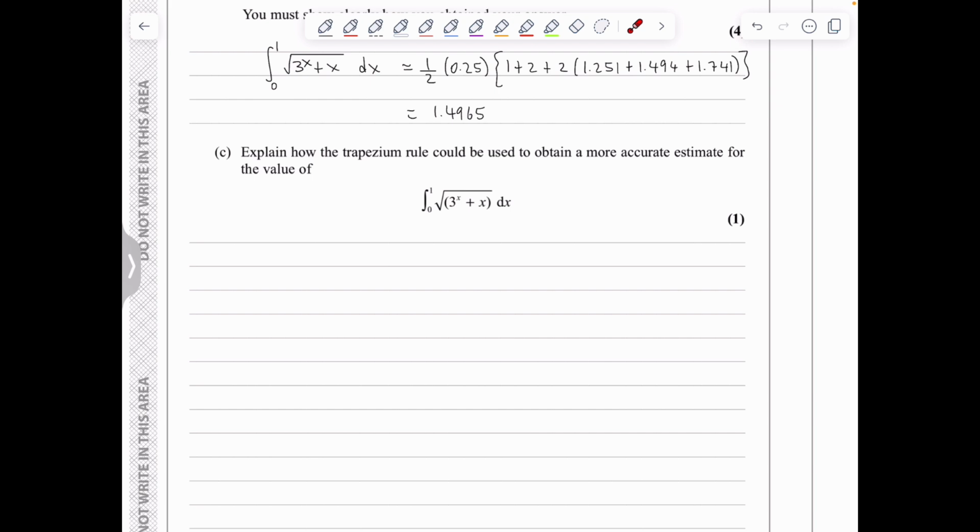In part C, we are asked to explain how we could have used the trapezium rule to obtain a more accurate estimate for the integral, where the obvious answer is to use more trapezium so that we have greater precision, we can follow the curve more accurately, and therefore we've got a more accurate estimate for the given integral.